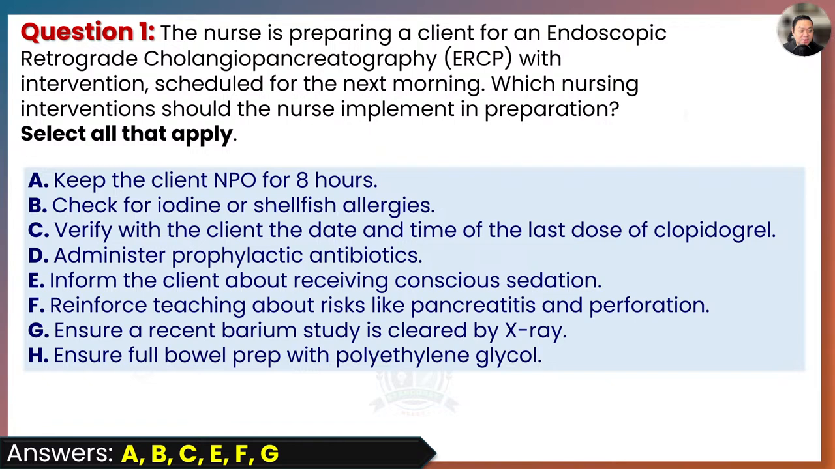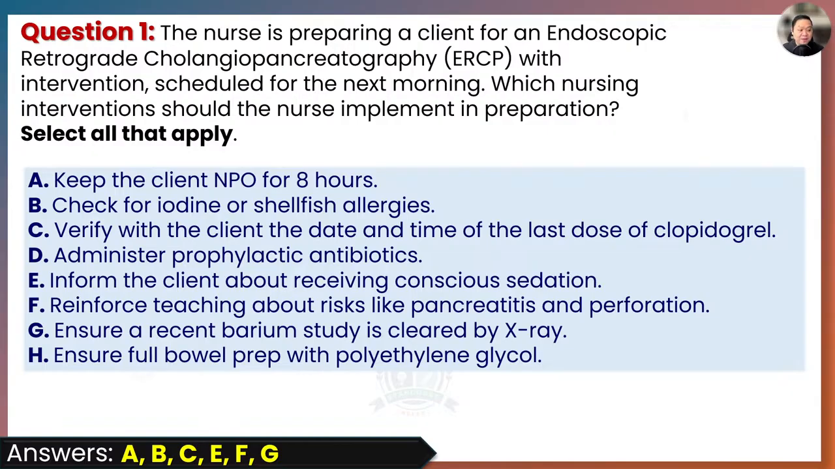Letter E is also one of the correct answers because ERCP involves moderate sedation or conscious sedation, where the patient remains drowsy but responsive. And this is very critical for you to inform the patient about this sedation type so they will understand the procedure and feel less anxious.